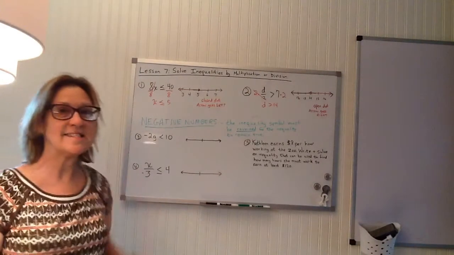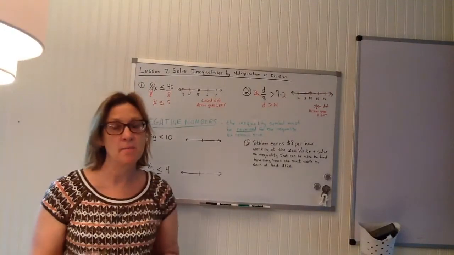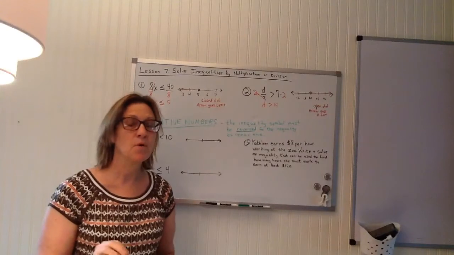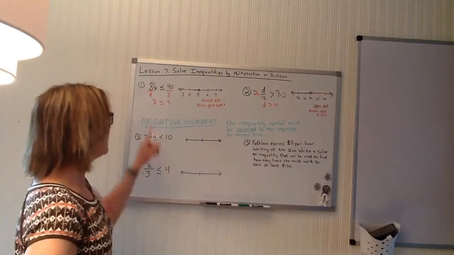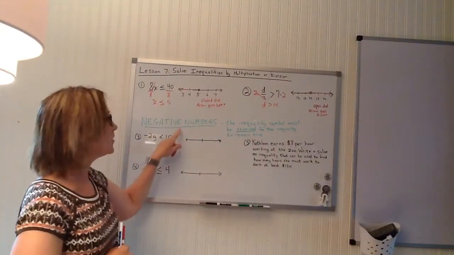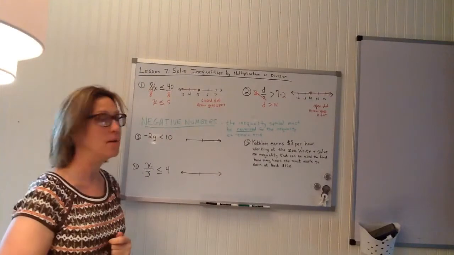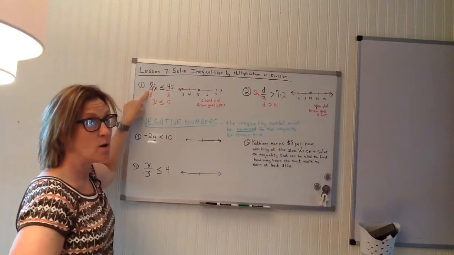We're on lesson 7. Hello everybody. We're going to solve inequalities by multiplication and division, but we're also going to take a look at what happens when those numbers are negative. So I've completed the first two for you. I'm going to talk through those, and then we're going to take a look at what to do when they're negative numbers. So we've already reviewed multiplication inequality.